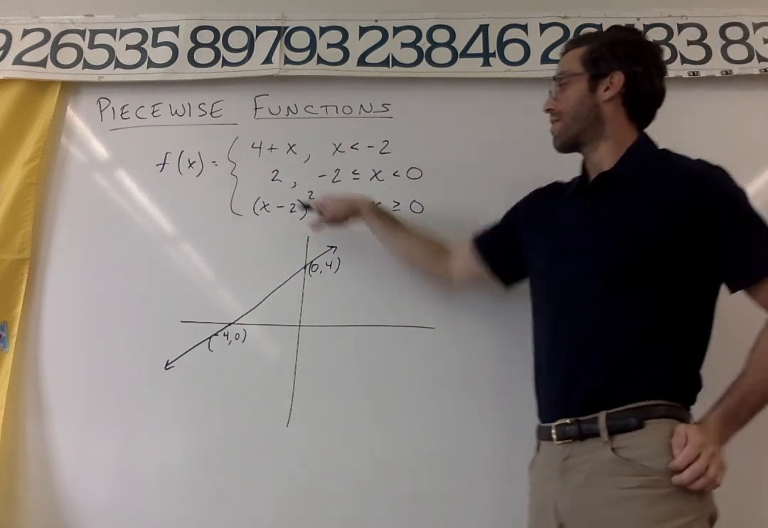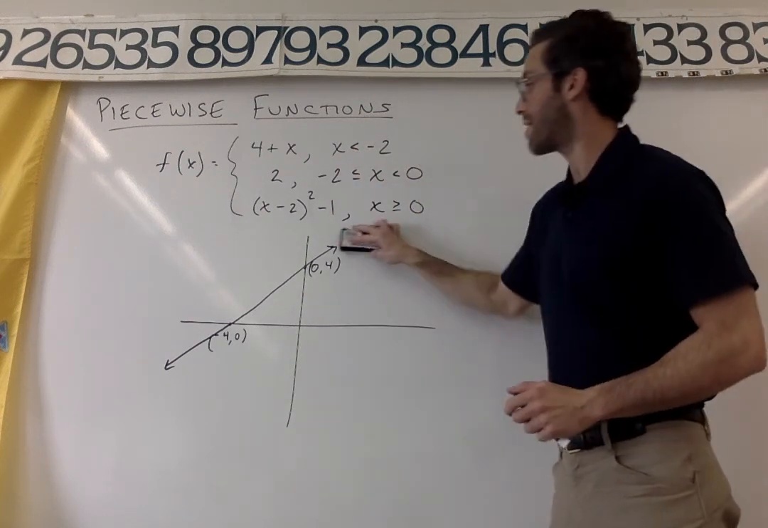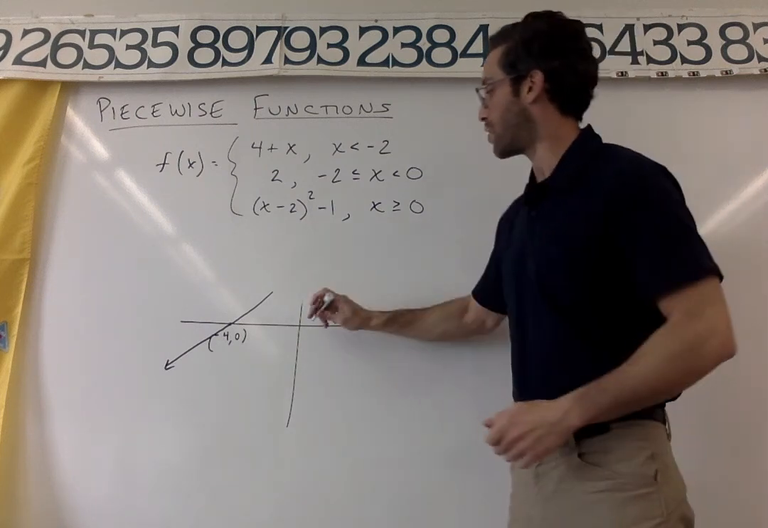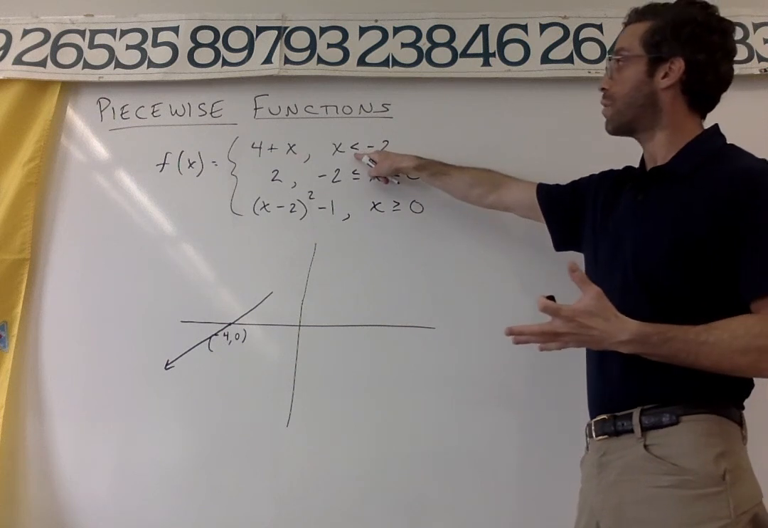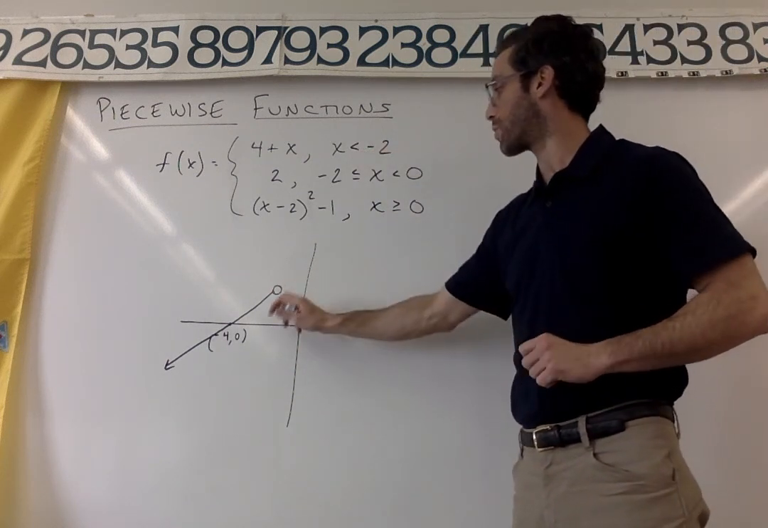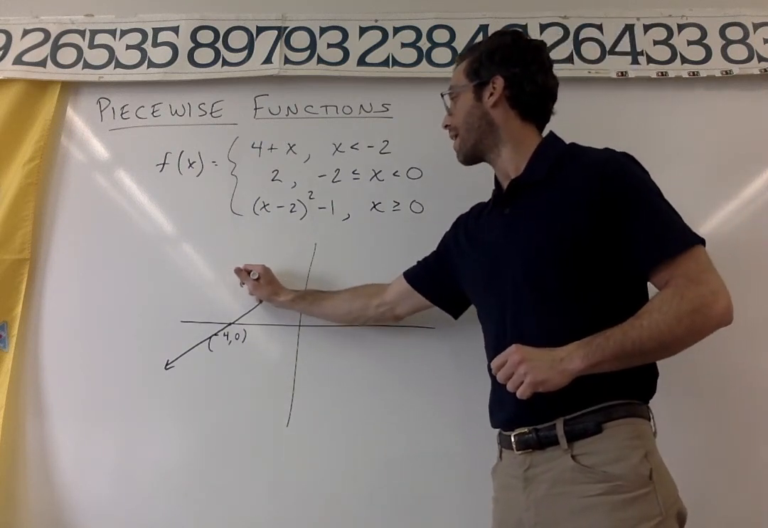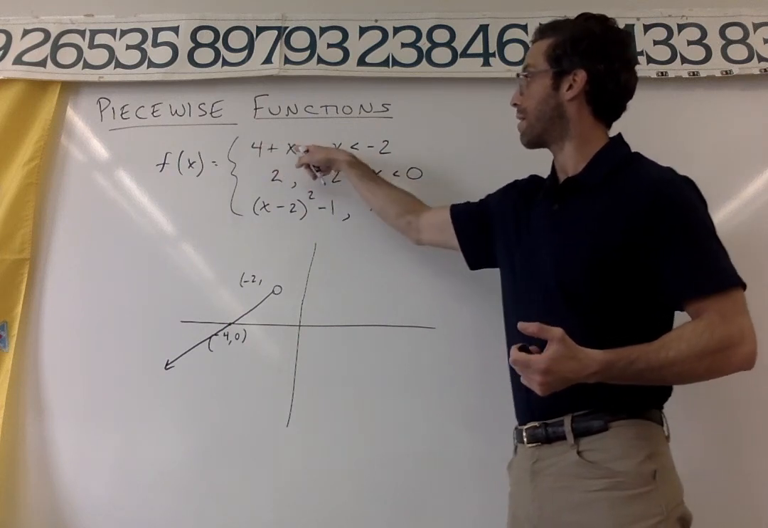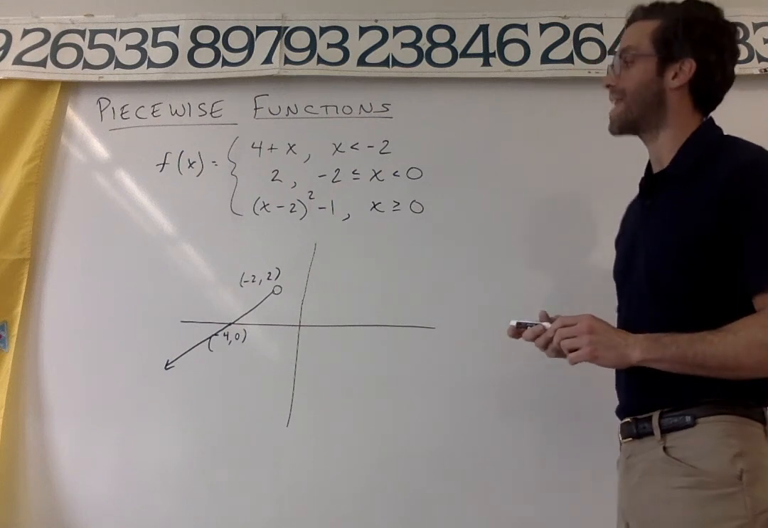But we're only considering that line for values of x that are less than -2. So actually, all this is gone. We're going to stop this where x is -2. It's not included, so we're going to have an open circle there. Where x is -2, if you plug into the equation, y would be 2. So that open circle happens at the point (-2, 2).